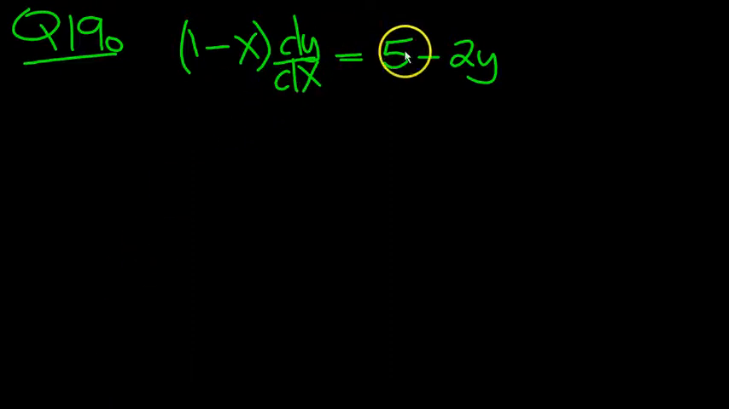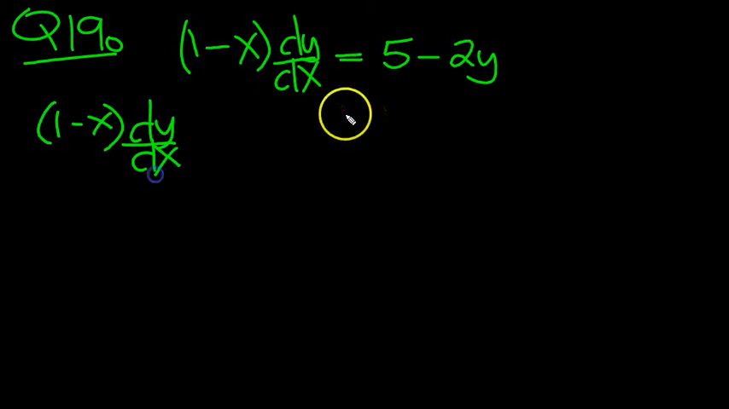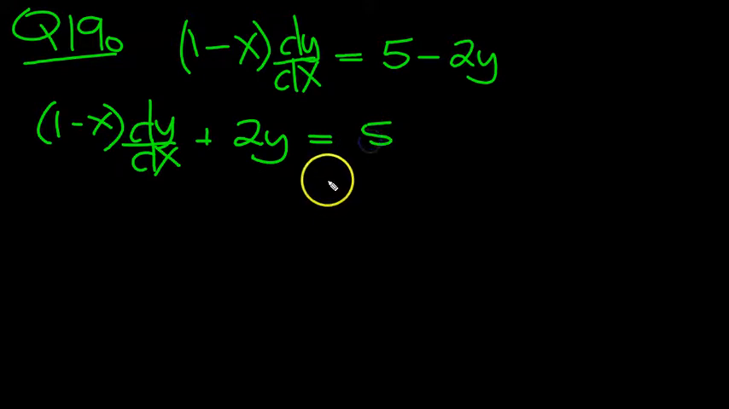1 minus x times dy dx equals 5 minus 2y. It's not in standard form to do the integrating factor method, so let's just rearrange things. The first thing to do is move the minus 2y over to the left-hand side. So 1 minus x stays where it is with the dy dx. Then minus 2y moves across the equals to become plus 2y equals 5. Leave the 5 where it is.